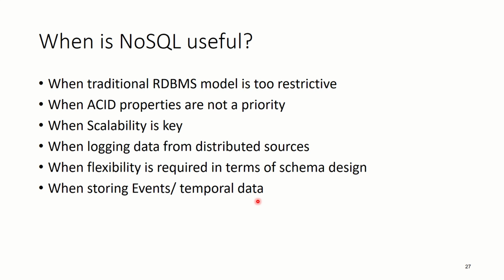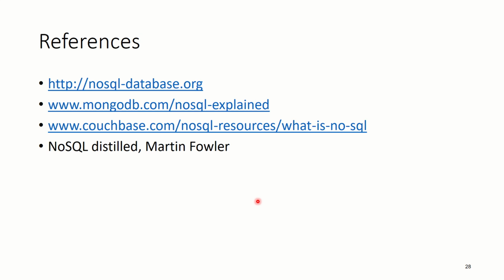And if you want to store events and temporal data, in such cases where you have to deal with different data types itself, like the images, the videos, the audios, the textual, different kinds of data types, if you want to deal with that, then you basically have to go for NoSQL databases, right? So that's all about it.